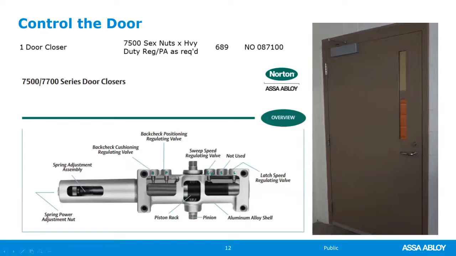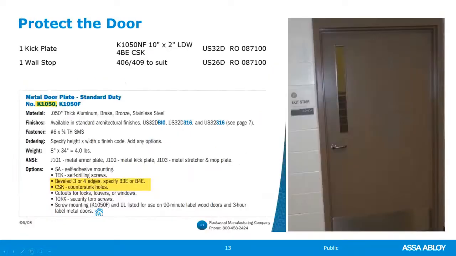The specification set calls for regular arm / parallel arm as required. Again, generic, so that whoever is detailing this would select the appropriate arm and mounting method to let the contractor know. Protecting the door, just a standard kick plate and wall stop. Nothing fancy here.